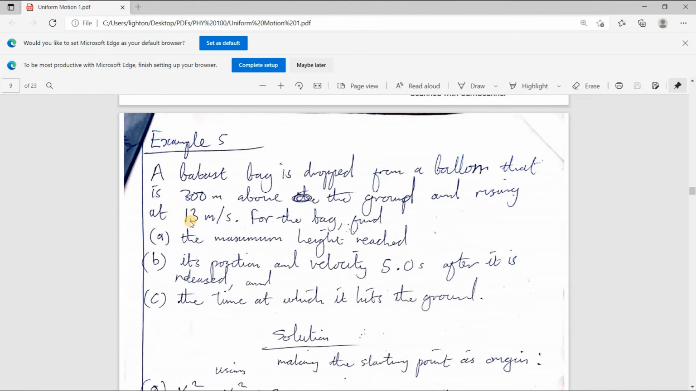When this bag is dropped, it will rise with an initial velocity of 13 meters per second before it reaches the maximum height and then starts falling down again, because that's the speed at which it was thrown. Now we're being asked to find the maximum height reached by this bag, its position and velocity 5 seconds after it is released, and the time at which it hits the ground.